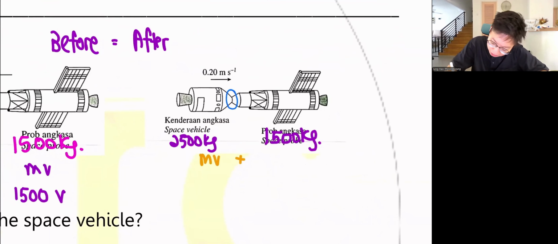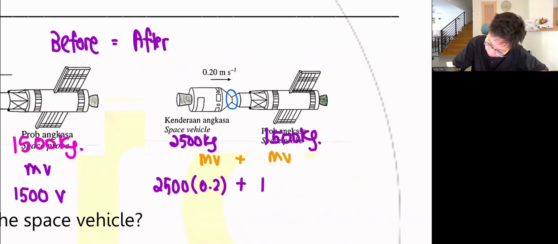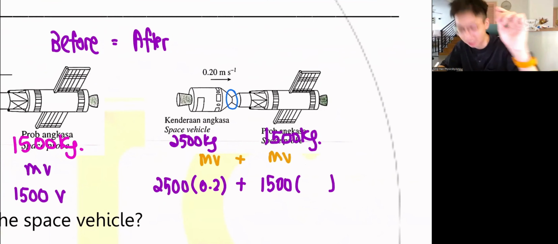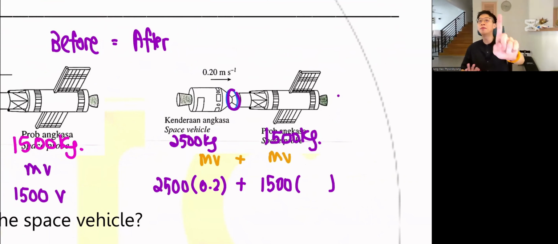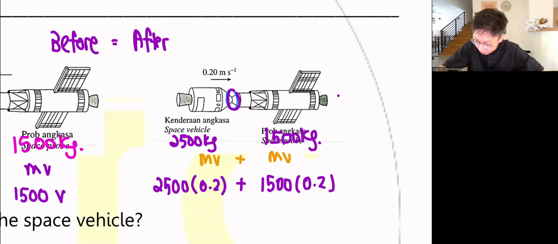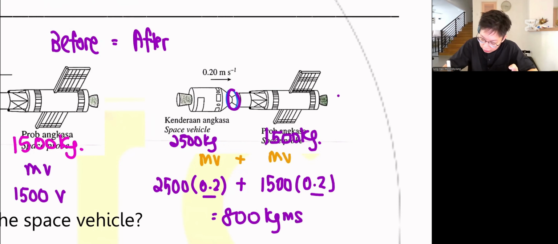So the momentum plus the momentum. My left-hand side is 2,500, velocity 0.2. My right-hand side is 1,500, but since they are stuck together, my space probe velocity will be the same, right? Because they stick together already. So my final velocity will also be 0.2. Because they stuck together, I can use the same velocity. Now let's calculate this thing. After I calculate, I get the total momentum to be 800 kg meter per second.